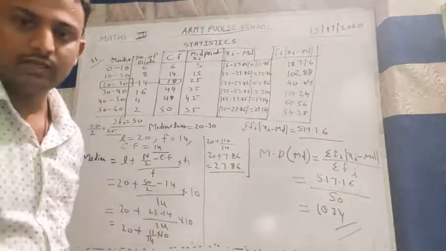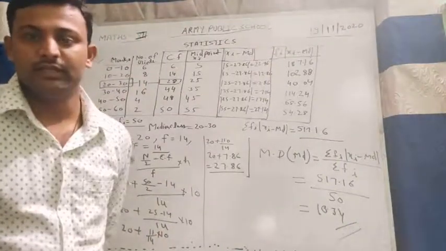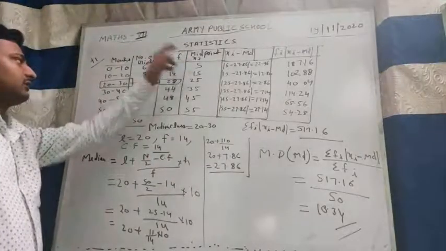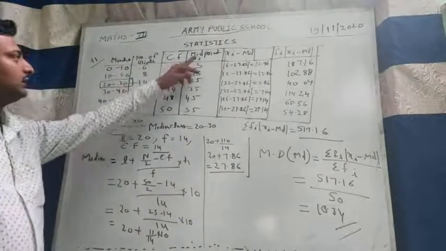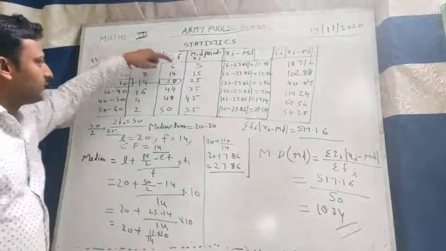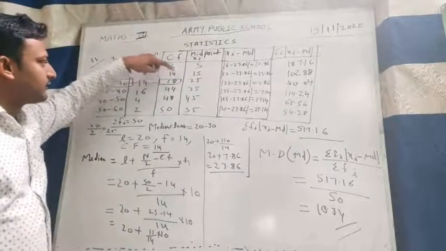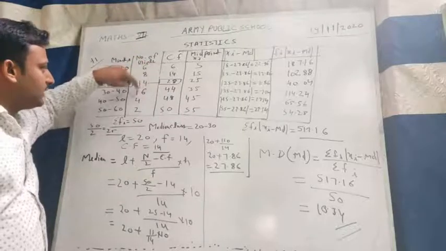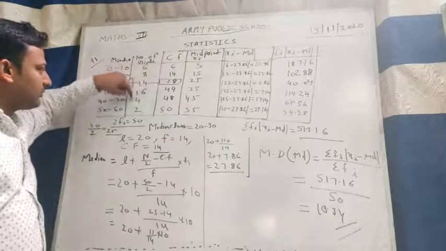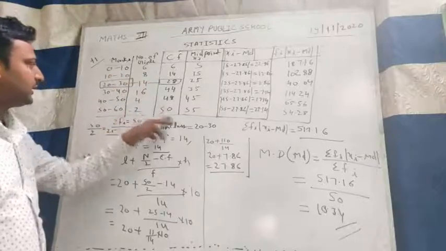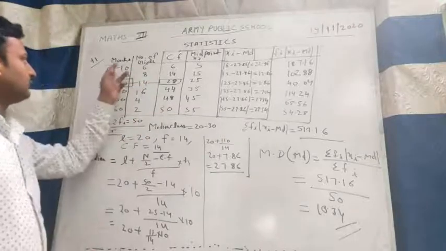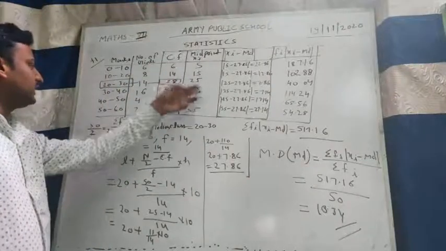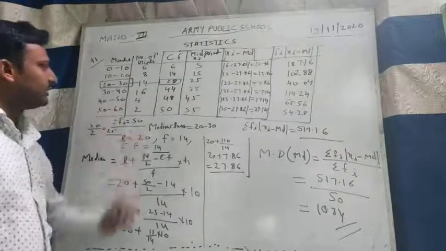We are given the information of marks and number of girls. So we have to find out mean deviation with the help of median. For finding the median, we will first find the cumulative frequency and the midpoint. Cumulative frequency will be 6, 14, 28, 44, 48 and 50. Now midpoint will be what? 5, 15, 25, 35, 45, 55.